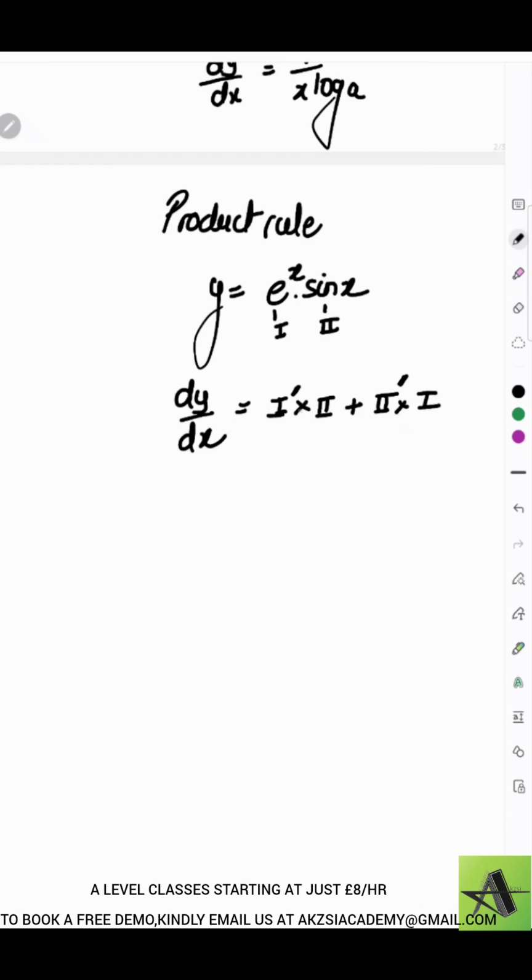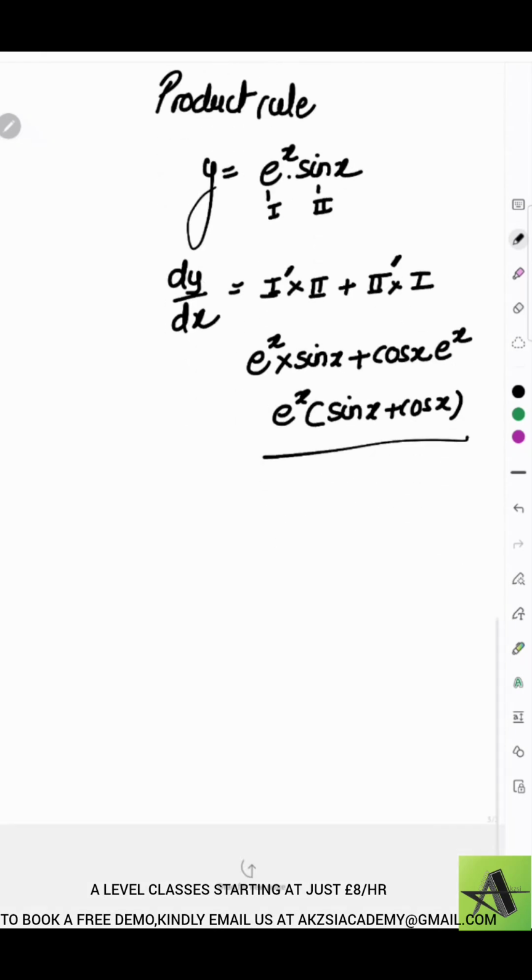That means differentiation of first function, which is e to the power of x, will give me e to the power of x times writing second function as it is, which is sine x in this case. So I'll write sine x as it is, plus differentiation of second function, which is sine x, and differentiation of sine x is cos x, and writing first function as it is, which is e to the power of x. Now I can simplify it by taking out e to the power of x as common. Remaining is sine x plus cos x. And that's your answer. Let me give you one more example.